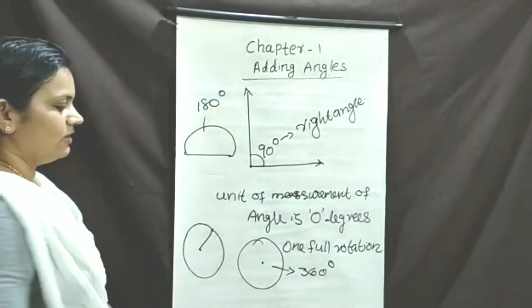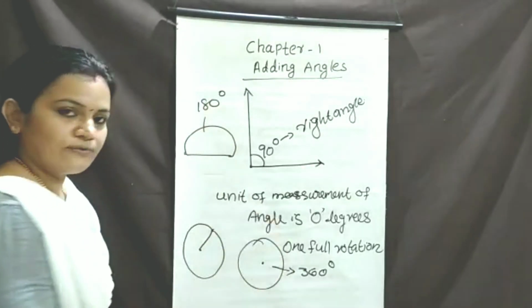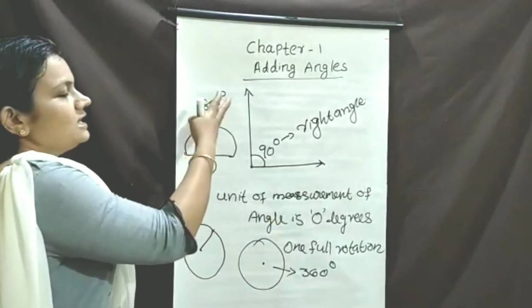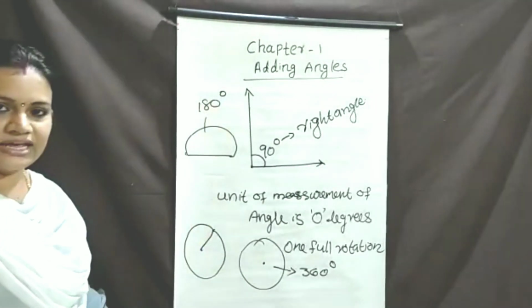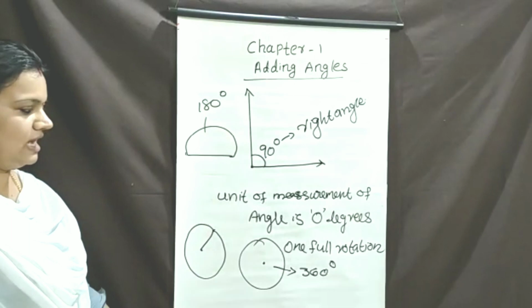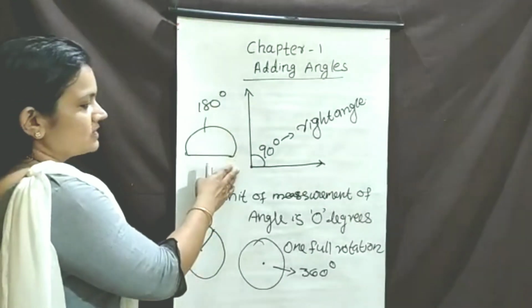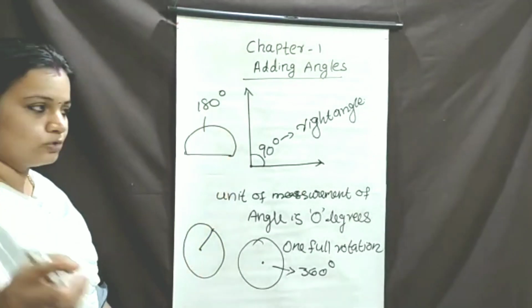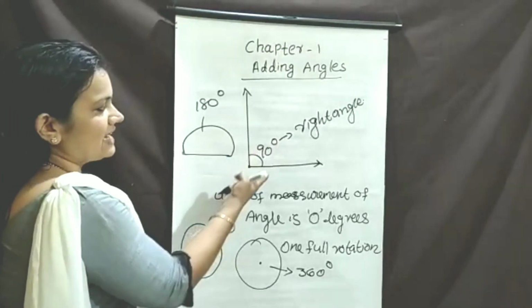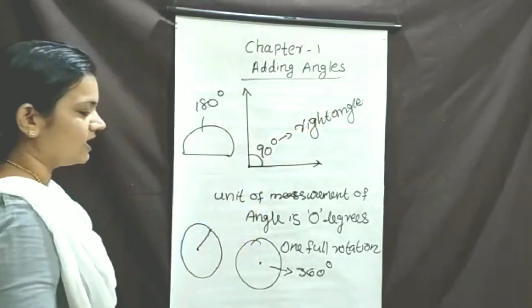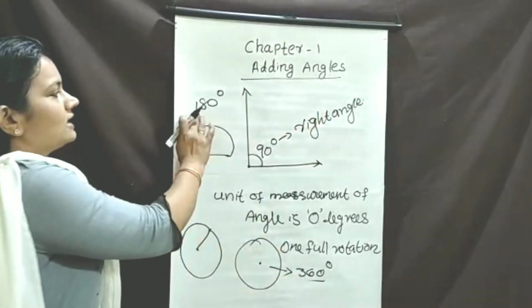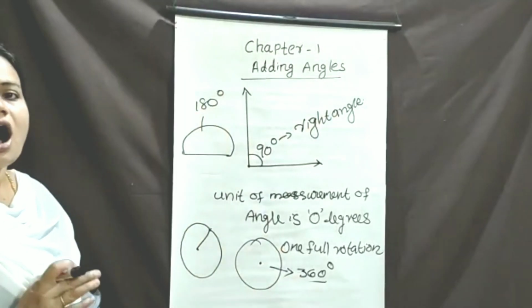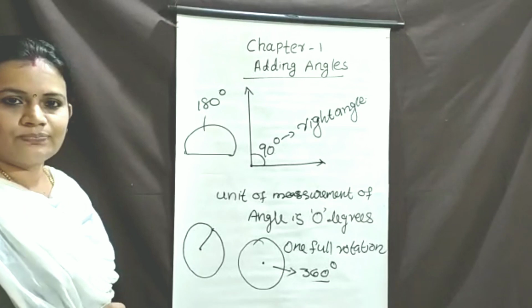180 degrees. And 360 is one full rotation. Then 180 is a half rotation. Okay. First of all, we discuss two things here. 90 degree is called a right angle. 360 is one full rotation. The 180 degree is a half rotation.